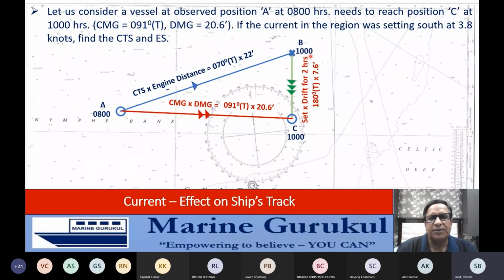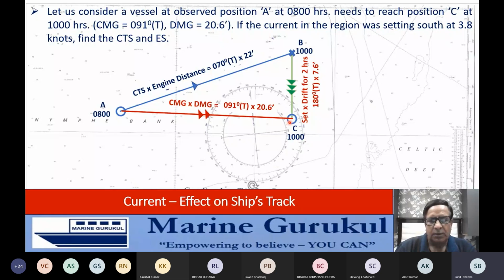The current experienced by the vessel is the same as in the previous case, that is setting south at 3.8 knots. The master wishes to know what course the vessel should set from A and what engine speed she should be doing so that in 2 hours she is able to reach her destination at point C. So basically, everything is the same. We could consider this in the reverse order to what we had earlier done.